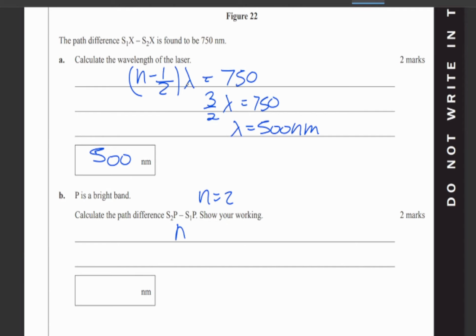But we use the whole multiple this time. So 2 times n lambda. So 2 times 500, which is equal to 1000.